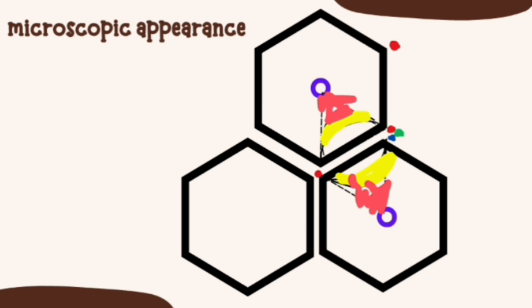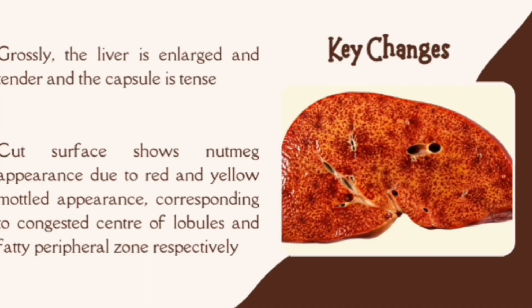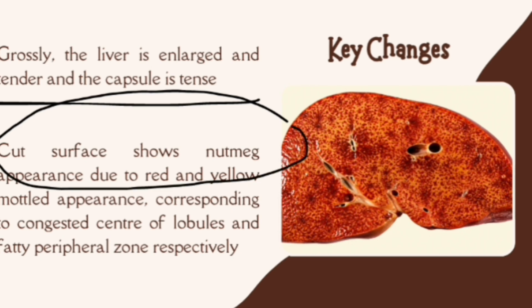So these bands of yellow areas and red areas would give the nutmeg appearance. Because of extensive necrosis, this area appears reddish brown in color, while this area appears yellow in color. So there are alternate bands of red and yellow that give the appearance of nutmeg. Grossly, the liver would be enlarged, tender, and the capsule would be tense. And on cut section, we can appreciate the nutmeg appearance and the mottled appearance.